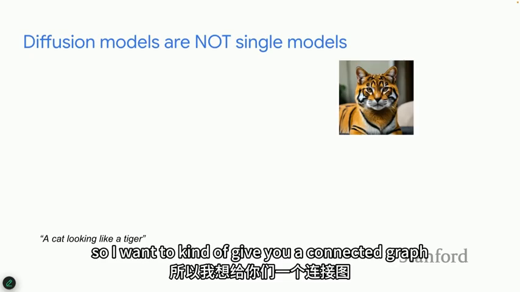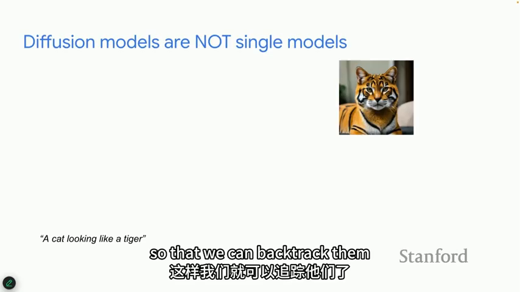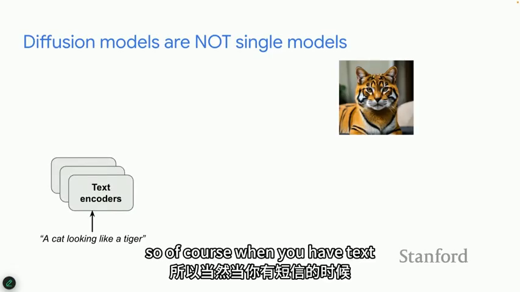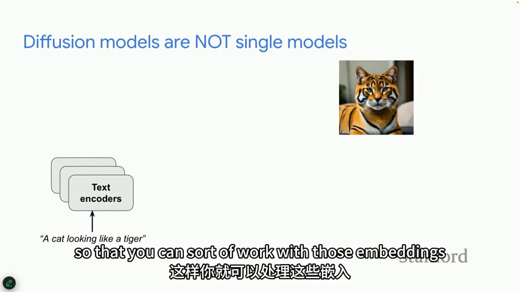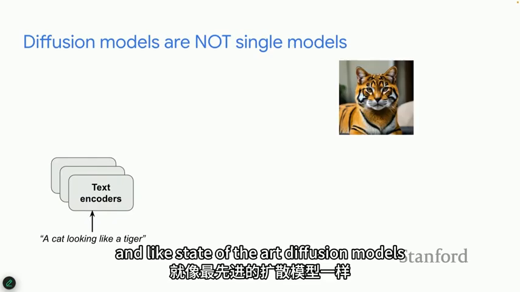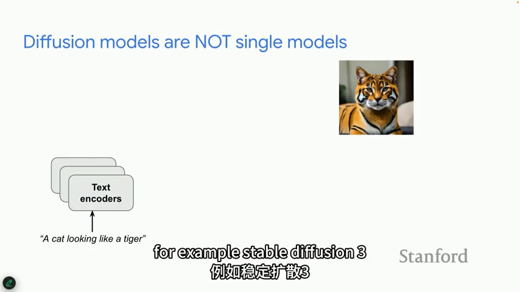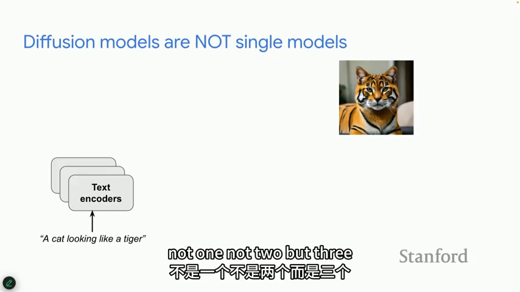So I want to give you a connected graph of how the different components should be connected so that we can backtrack them and start developing more intuition. Of course, when you have text, you need to have some sort of embedding so that you can work with those embeddings, and we have text encoders for them. State-of-the-art diffusion models usually rely on more than one text encoder. For example, Stable Diffusion 3 relies on 3 text encoders, not 1, not 2, but 3.